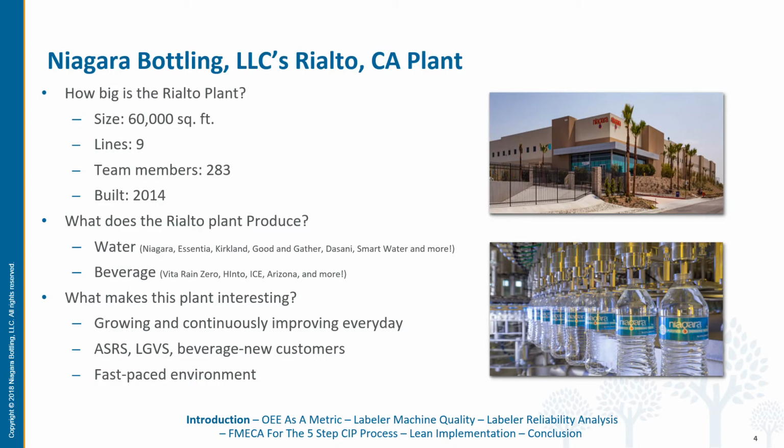Working with Niagara has been exciting. It is a fast-paced, automated facility that produces millions of bottles a day. They are expanding and continuously improving every day with over 30 plants across the country. The Rialto plant has 4 water lines that were built in 2014 and 3 beverage lines that were built in 2016. We will be focusing on the beverage line 5. I will now be passing it on to Angelo to talk about our problem statement and project plan.